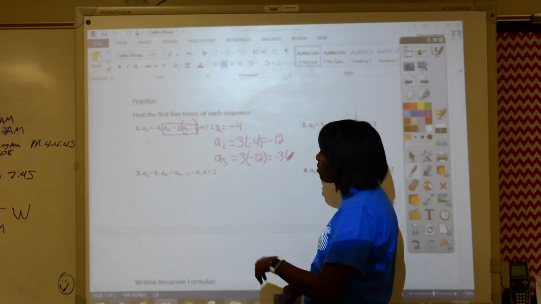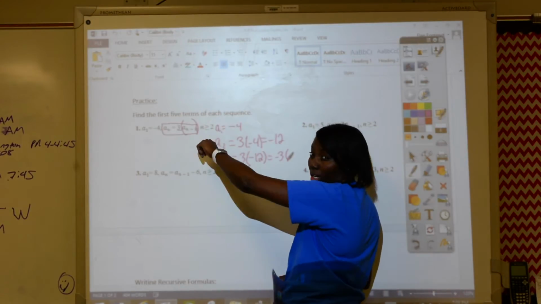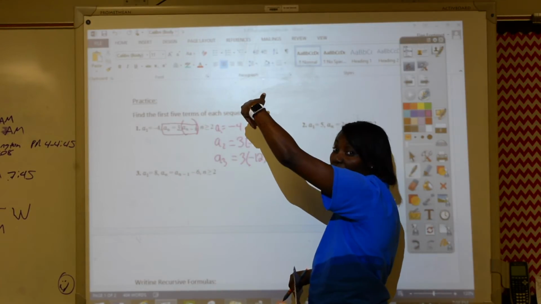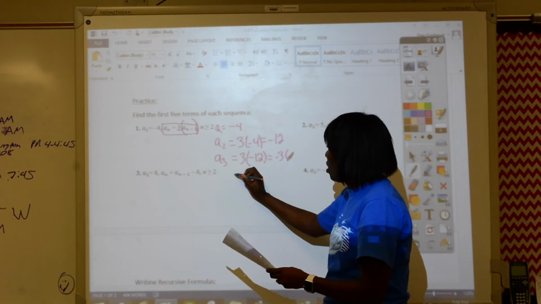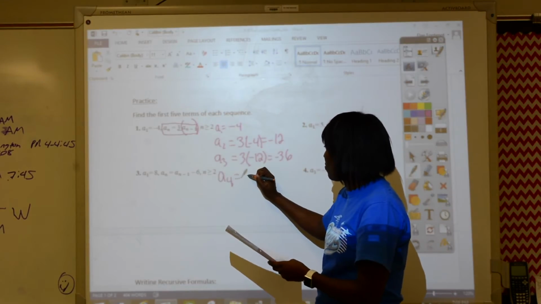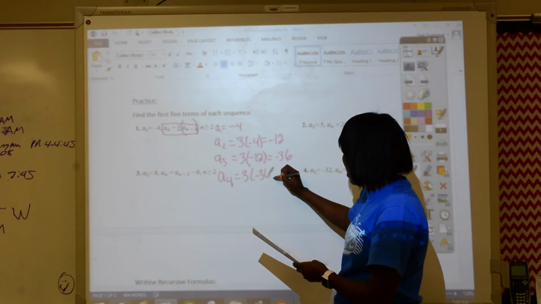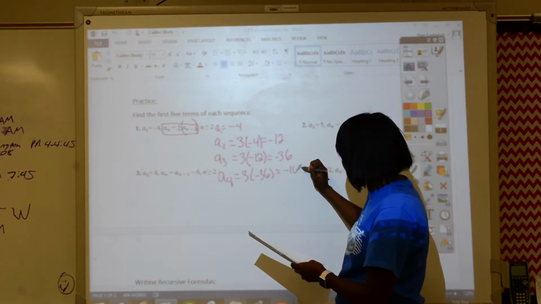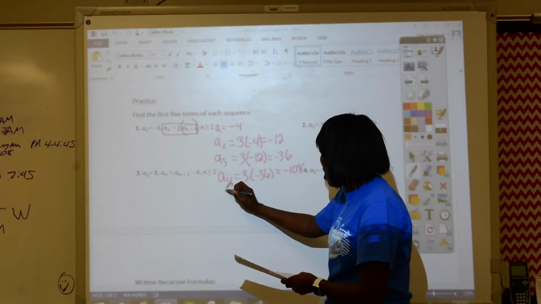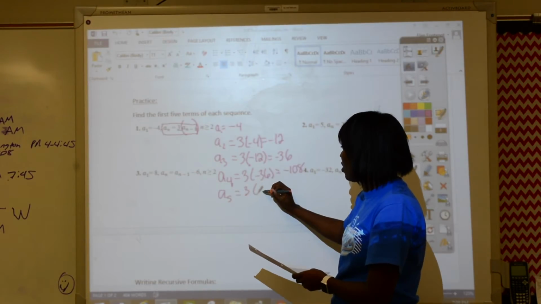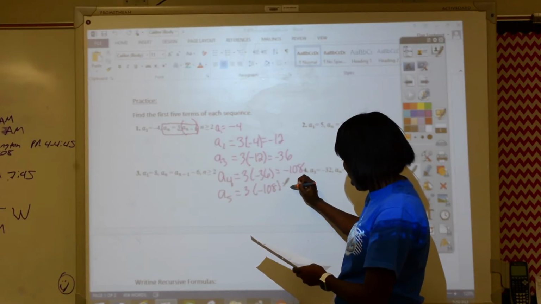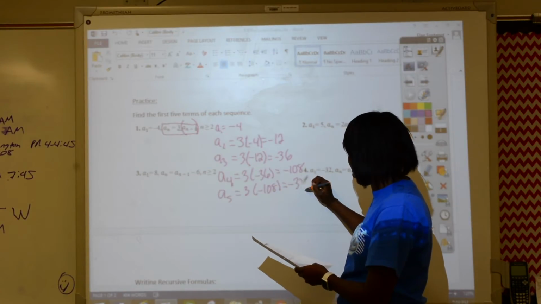A sub 3 is going to be 3 times our previous term, negative 12, and we get negative 36. How do we know it's a previous term? Because we're taking that nth term and doing minus 1, so we're going to the previous term. If you don't understand, pause it and go back and redo it. So a sub 4 is going to be 3 times negative 36, and that answer is negative 108. And the last one is 3 times our previous term of negative 108, and that answer is negative 324.